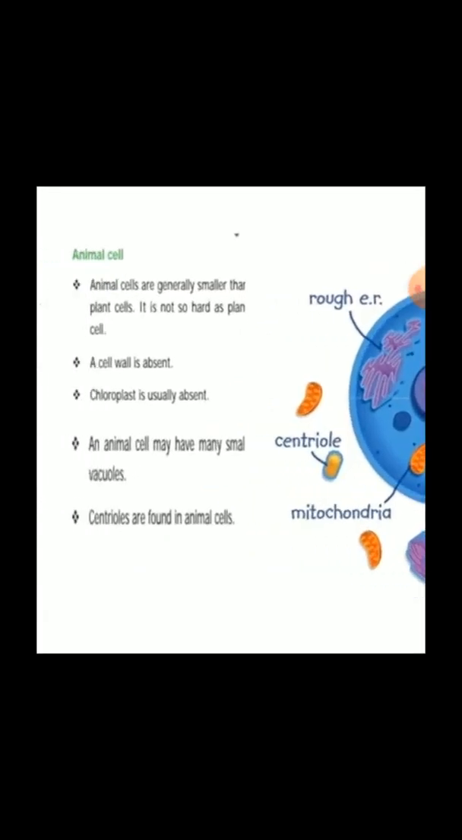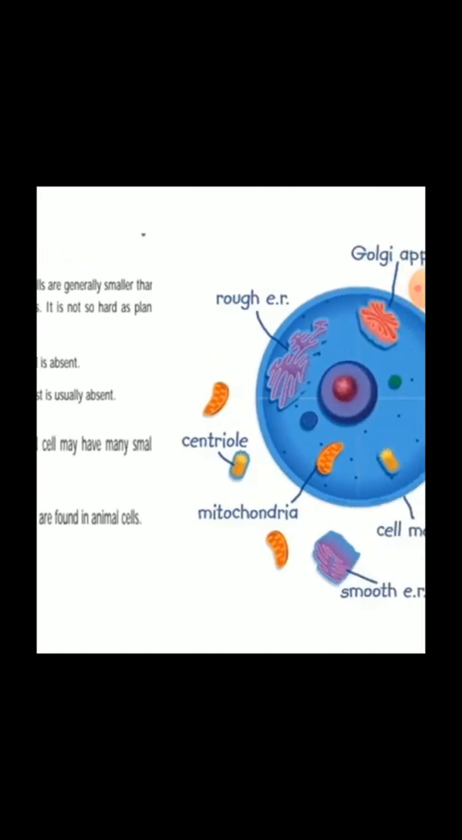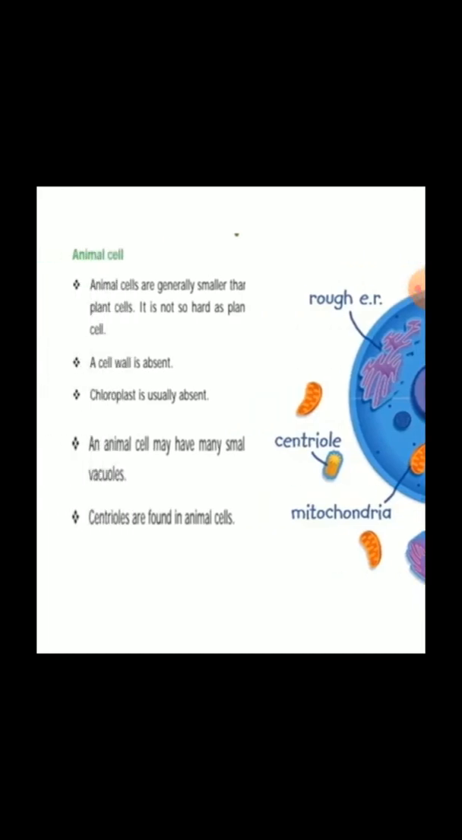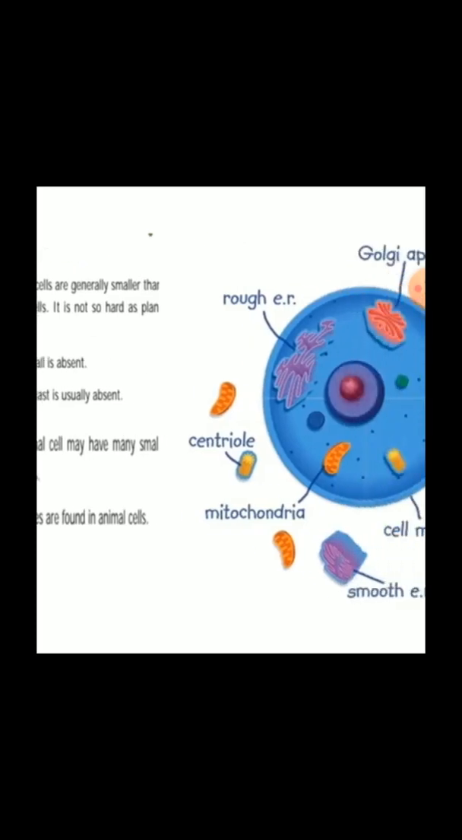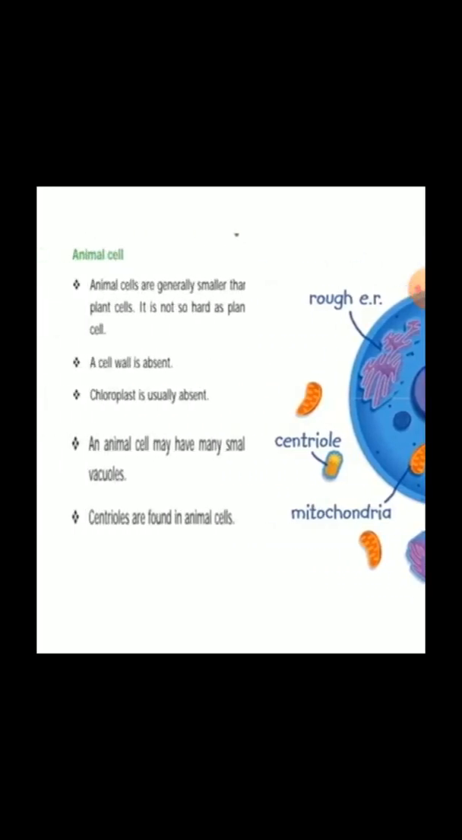The animal cells are generally smaller than the plant cells. It is not so hard. The plant cells are hard, but animal cells are not so hard as plant cells, as the cell wall is absent. Plant cell has a cell wall and cell membrane, but here no cell wall is present. So in the animal cell, chloroplast is usually absent. Here chloroplast is also absent in the animal cell.